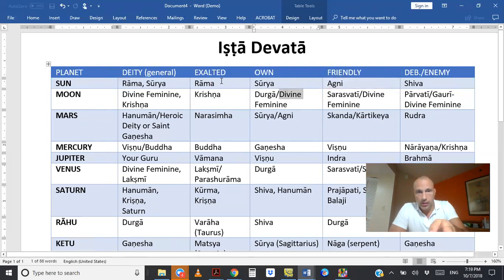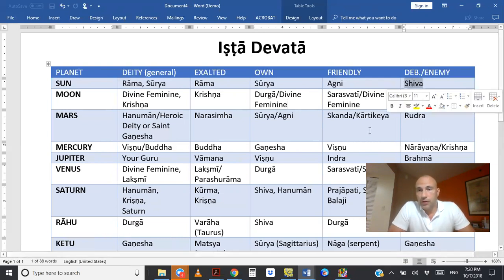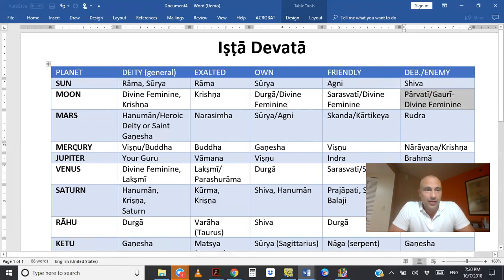But if you want to be able to pick more adroitly, the divine feminine, Durga; friendly sign, Saraswati, or any aspect of the divine feminine that rules our artistic qualities and so on. And then debilitated, consider Parvati, Gauri, the wife of Shiva. Just as here it's Shiva, here it's Shiva's wife, Parvati, Gauri. All right, then Mars, we already talked about, Hanuman or Ganesha.